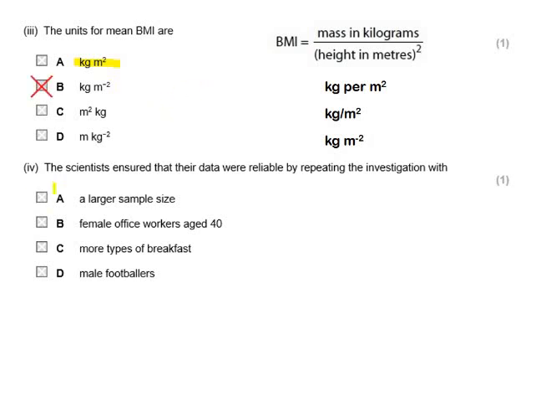And then the final question here, the scientists ensure that the data were valid by repeating the investigation with, and the answer is larger sample size. It's the same as you doing an experiment with more repeats, so with more people. You don't want to be adding new variables in, because that's confusing the investigation more.